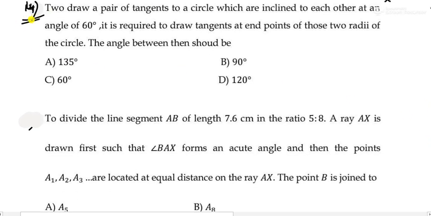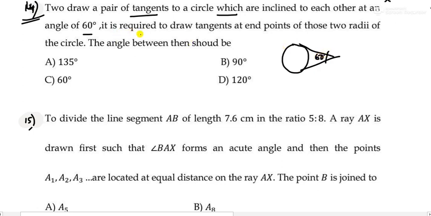Next is question number 14. To draw a pair of tangents, whenever they give a question in sentence form, try to draw the diagram of the same. Then you can get the answer easily. To draw a pair of tangents to a circle, which are inclined to each other at an angle of 60 degrees.